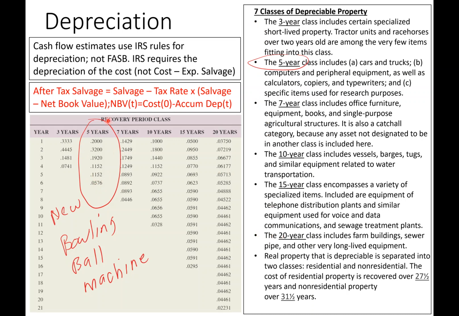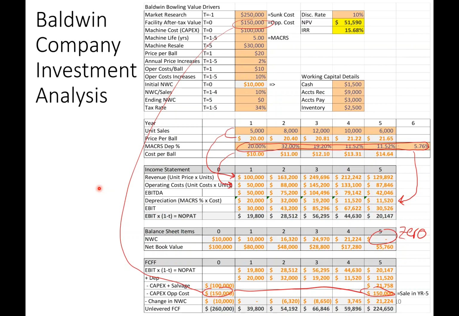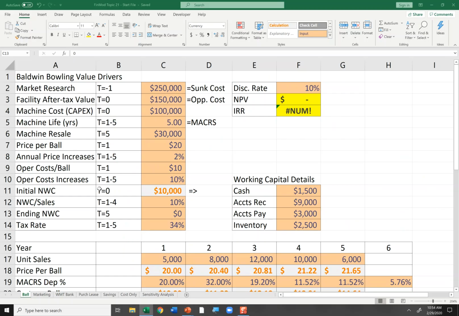The reason why we have modified accelerated depreciation schedules is it probably more accurately reflects the use of the machinery. You would think, like when you buy a new car, the first year you have it, it's going to depreciate a lot, but then the last year you have it, it's not going to depreciate that much. So it kind of recognizes that in reality, new things are depreciated. They lose their value faster and then slowly at the very end. So let's go to our spreadsheet and calculate the NPV and IRR of this bowling ball machine, this investment by Baldwin.